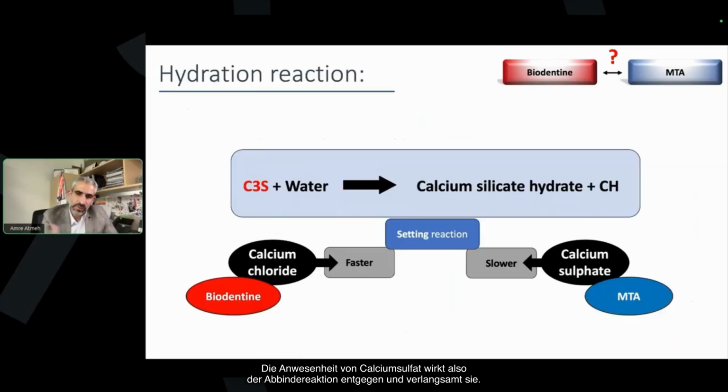Now the question is, how does that affect their performance? One example here is to see how the composition might affect their performance. Biodentine contains calcium chloride in its liquid or solution. The calcium chloride is actually an accelerator. It accelerates the setting reaction, contrary to the calcium sulfate that is part of the MTA. The presence of calcium sulfate will counteract the setting reaction and slow it down. So this is why it's important to understand the differences between these materials, the differences in composition and performance.